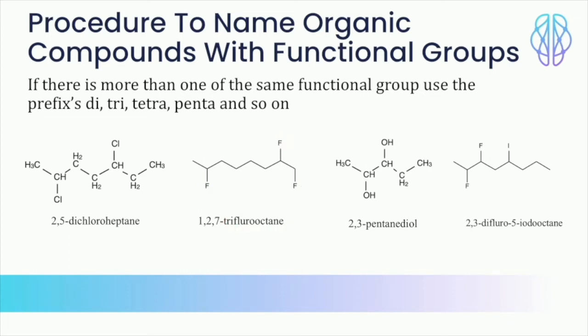Now, so far we've been dealing with functional groups that have prefixes in the name, so fluoro, chloro, bromo, iodo, and so on and so forth. What if we have functional groups, two or more of which have suffixes in the name? How do we name those?